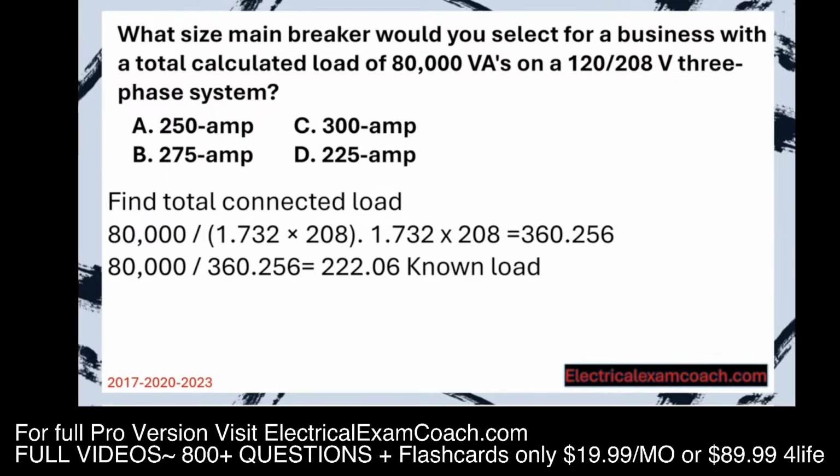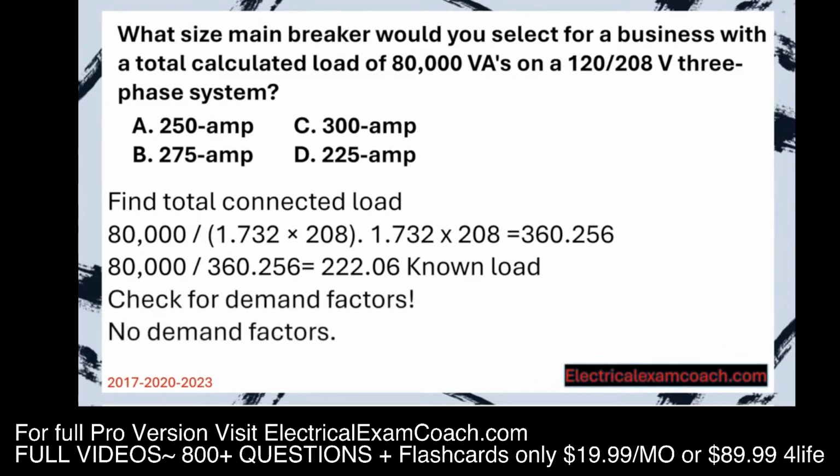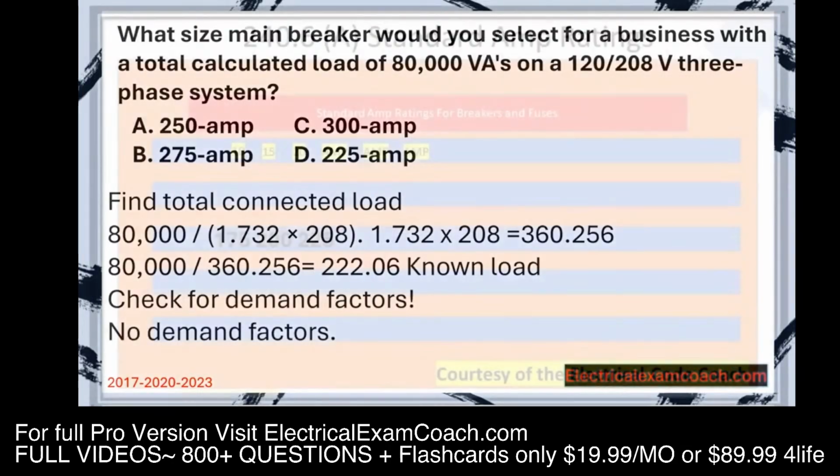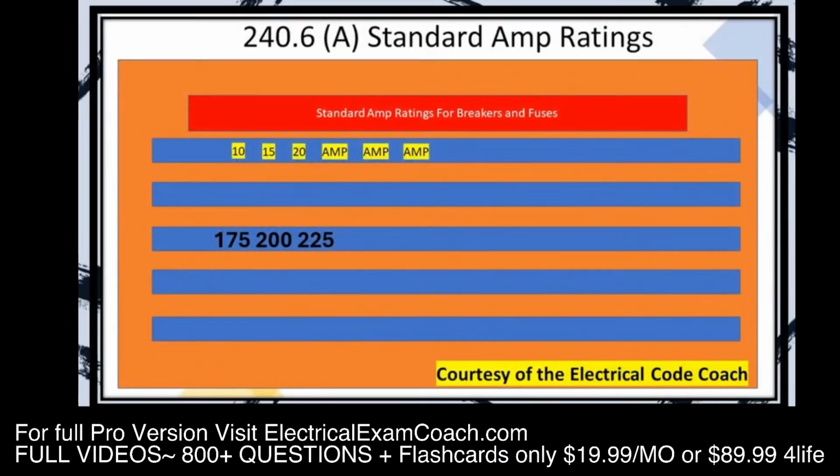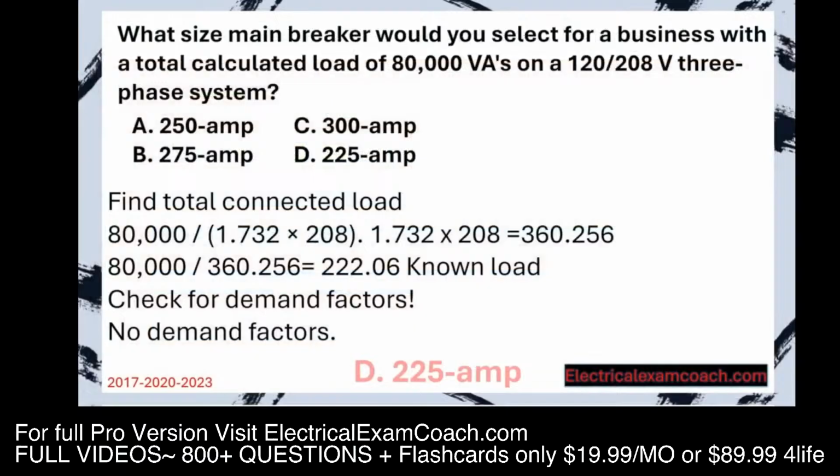In this case, we'll round to 222. There are no more demand factors in this calculation. We head over to table 240.6(A), choose the next standard size up, and put this on a 225 amp service.